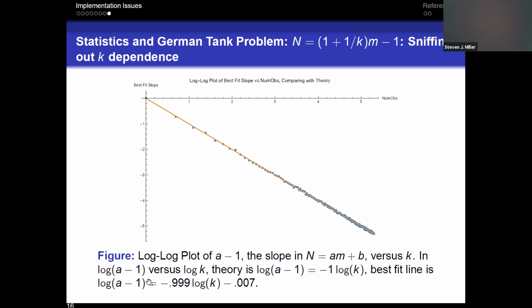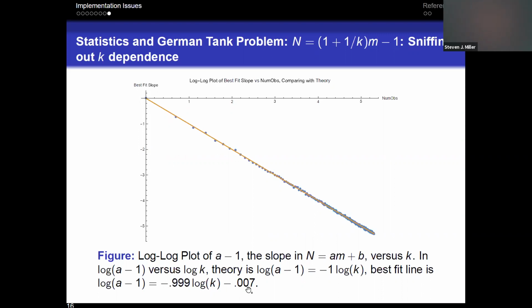We get the best fit line is negative 0.999 log k minus 0.007, which is suggesting, if you do a little bit of algebra, the relationship 1 plus 1 over k. If we take a as 1 plus 1 over k, and subtract 1, we get 1 over k. If we take the log of 1 over k, we get negative log k. Notice we have almost exactly negative log k. It's negative 0.999 log k plus a small little constant.